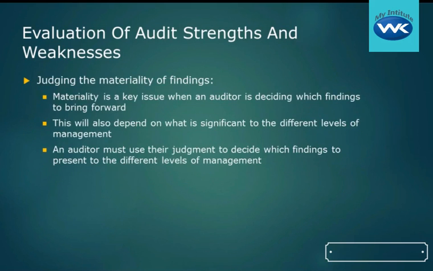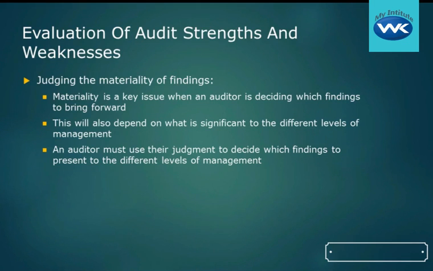We also need to judge the materiality of findings. Now, materiality is a key issue when the auditor is deciding what findings to bring forward. It'll also depend on what is significant to the different levels of management, as far as what they're in charge of. You have to use your judgment to decide which findings you're going to present to the different levels of management. But at some point, it's important that all of the findings are included in your reports so that they're available, especially at the very top end of management, at the CEO level or CIO level, so that they have full knowledge of the findings.